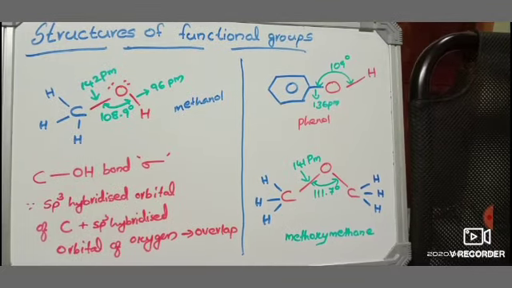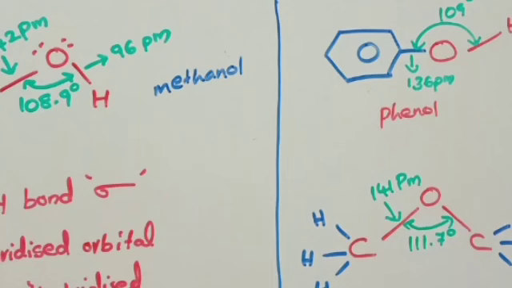So in these 3 cases, methanol bond angle is 108.9 degree, slightly less than the tetrahedral bond angle. In phenol it is 109 degree and in ether it is 111.7 degree.